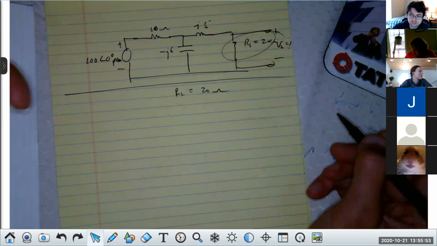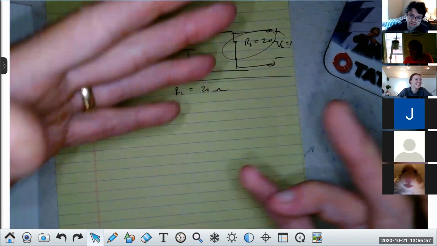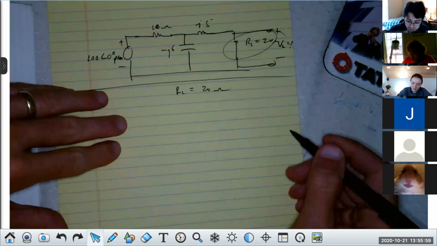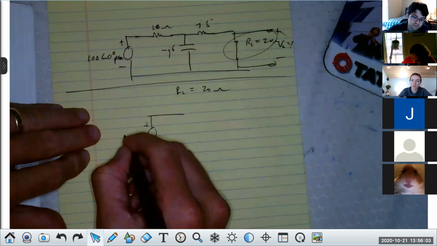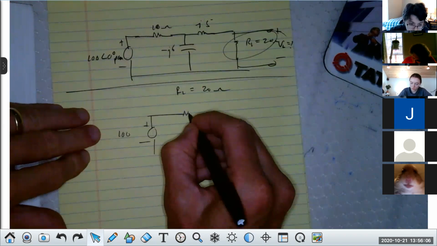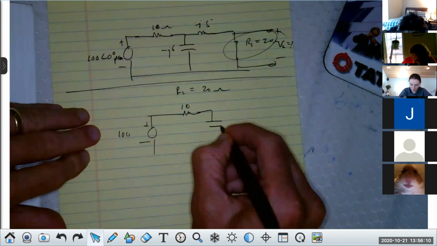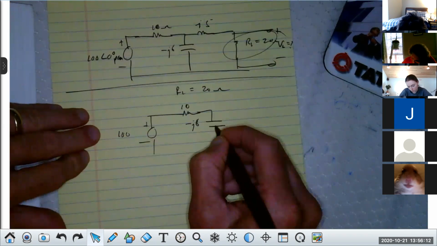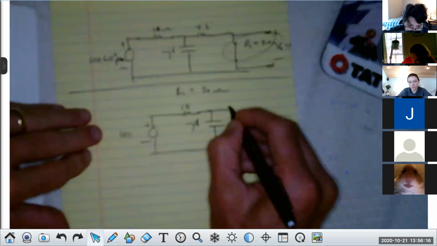VOC. Well, we remove it. You're ahead of me, right? You remove the load. Correct, class? Yes. Okay. So I'm going to redraw this real quick. You don't have to. So I have 100 volts, and then I have 10 ohms, right? Then I have minus j6. This kind of problem usually trips up a bunch of people because they're not thinking.